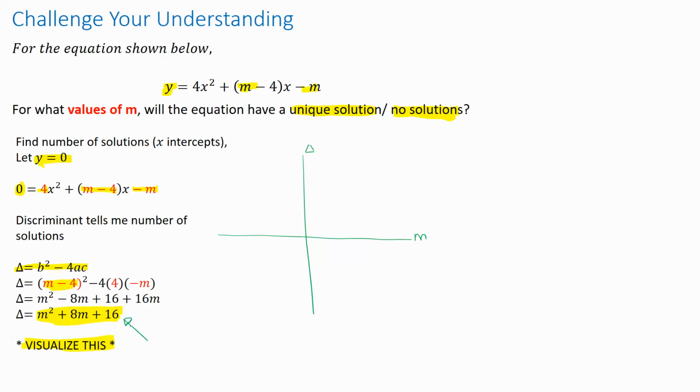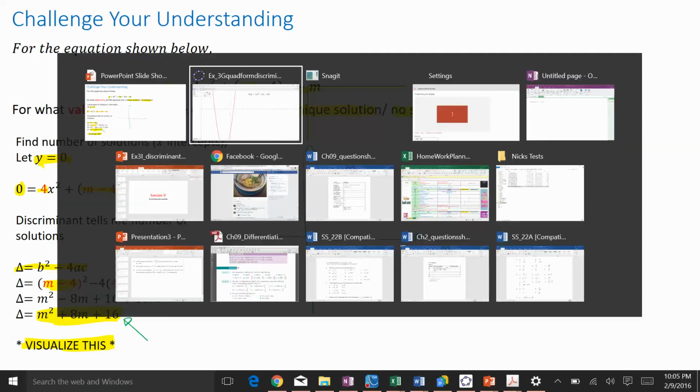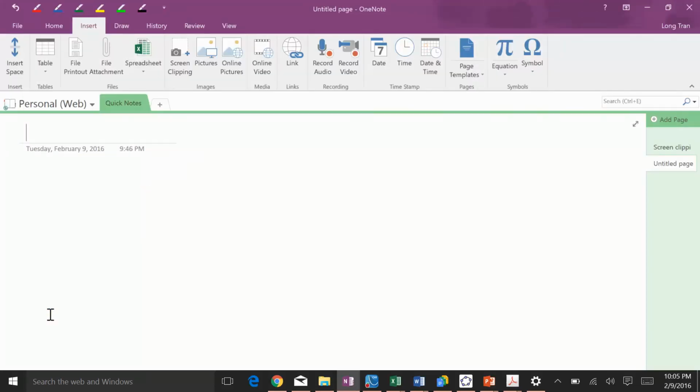Now there's a bit of a lag, so I'm going to jump to OneNote and try to do this, and hopefully it doesn't lag. So it's m squared plus 8m plus 16. Where's my OneNote? That's my OneNote. So m squared plus, what was it again? 8m plus 16. We want to graph this. We want to know what this graph looks like.